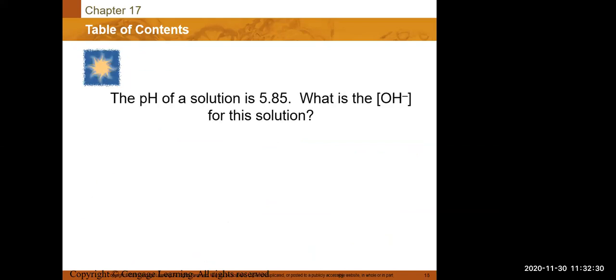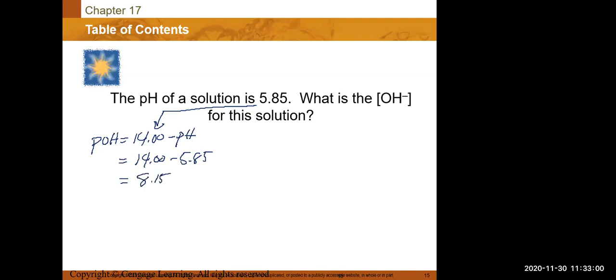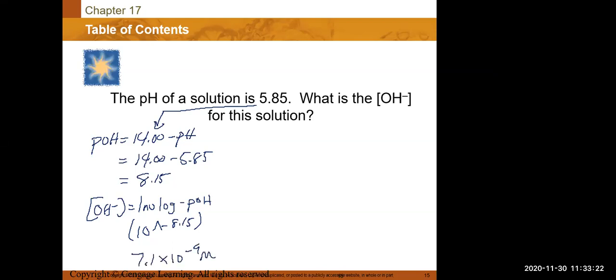Okay. So again here, the pH of a solution is 5.85 like we saw earlier. What is the OH minus? Again, multiple routes you could do this. Since we have the pH, we could use our pOH is equal to 14 minus our pH, going to give us 14 minus 5.85. That's going to get us 8.15 as our pOH. And from that, again, we could use the OH minus is the inverse log of the minus pOH. Going to give us a 10 and a caret, 8.15. Make sure you make it negative. And again, going to get us something like 7.1 times 10 to the minus 9 molar.